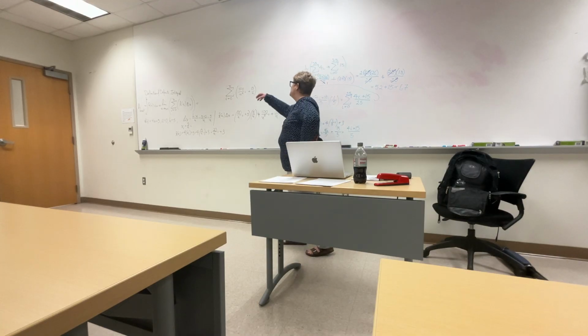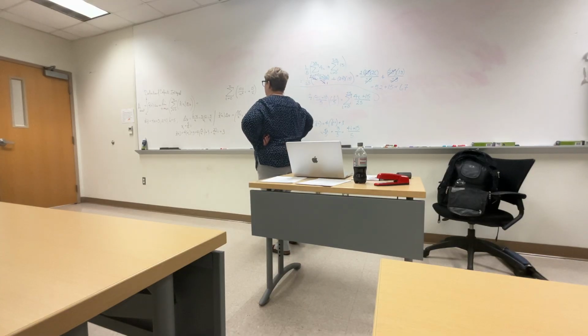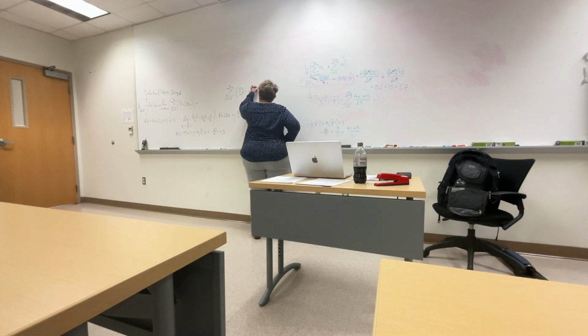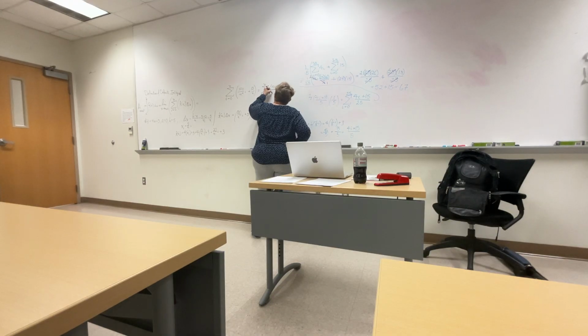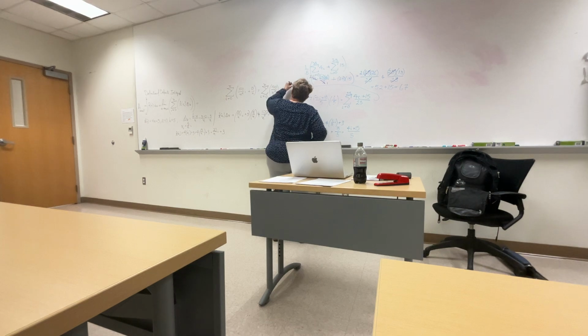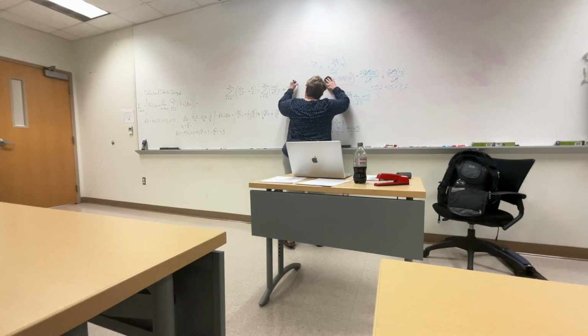Can we break this sum into two parts? Into two summations? Yes, sure. So we have the sum as i runs from 0 to n of 100 over n squared times i, plus the sum as i runs from 0 to n of 15 over n.